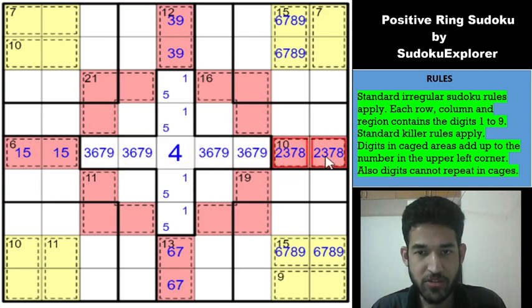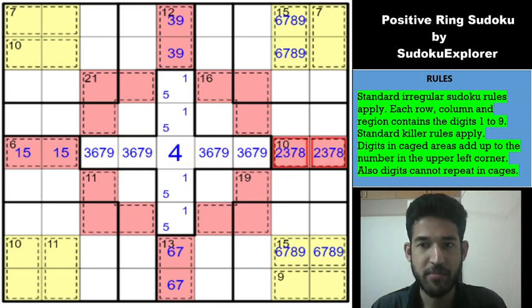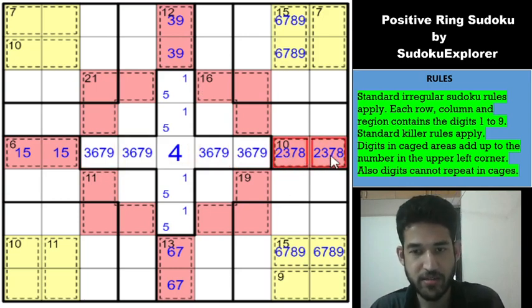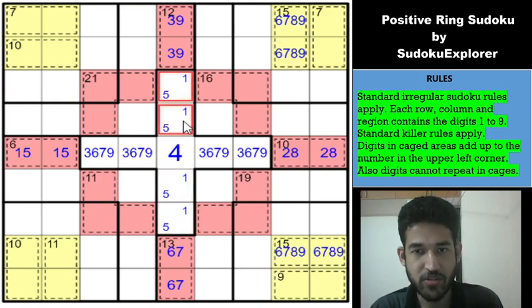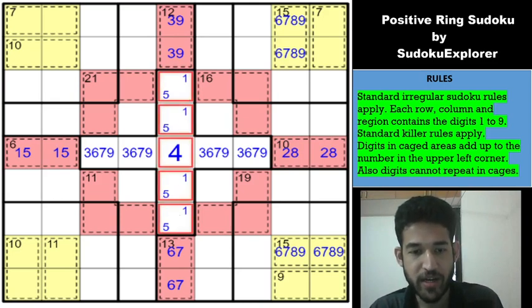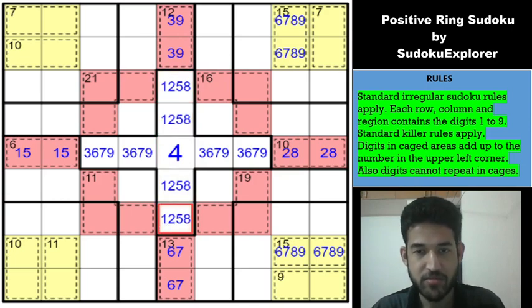And now we are sure what is the 10 cage going to be. It cannot be 3 plus 7, it's going to be 2 plus 8. So nice start to the Sudoku. And now we can write the possibilities in these cells also. This becomes 1, 2, 5, 8, right? 1, 2, 5 and 8. And with that we can remove the corner pencil marks.